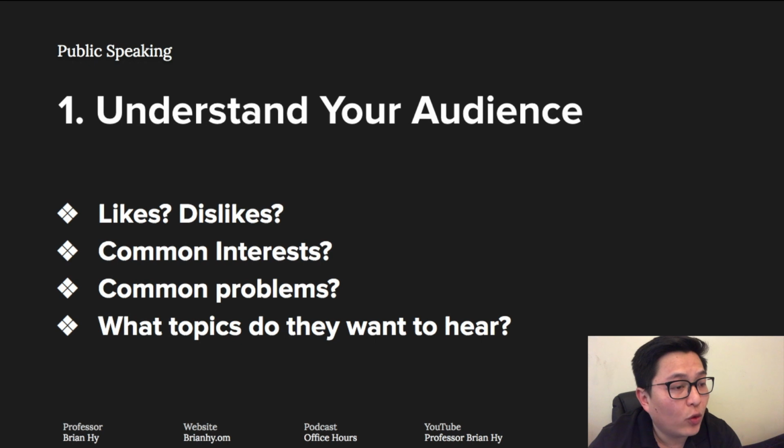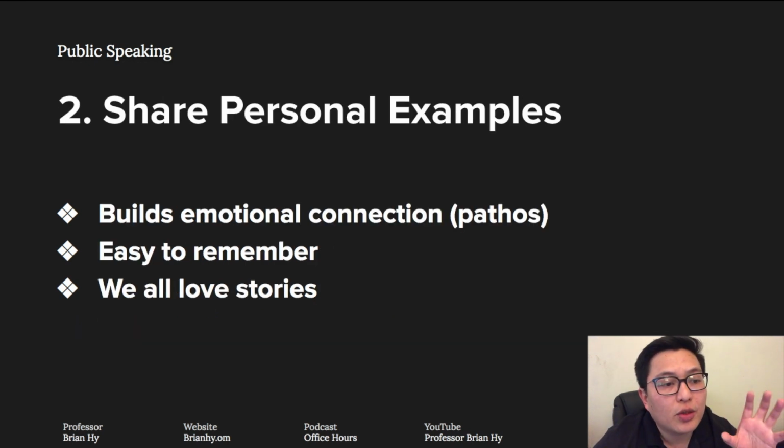Okay, now moving forward, the next tip, which is share personal examples, or simply put, tell your story. Use personal examples, because there are a couple of reasons for this. First, it builds an emotional connection with your audience. Or if you're familiar with the artistic proofs, what this does is it creates and utilizes pathos. Now, think about your relationships, right? Think about who is actually willing to listen to you. The individuals that you're more likely to listen to are those that you have an emotional bond with.